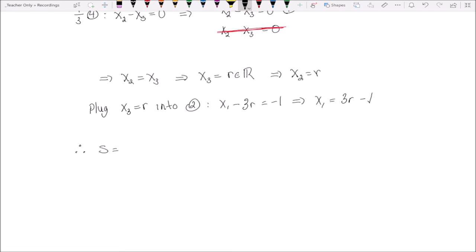Therefore, our solution set would be the set of ordered triples (3r minus 1, r, r) such that r is a real number.